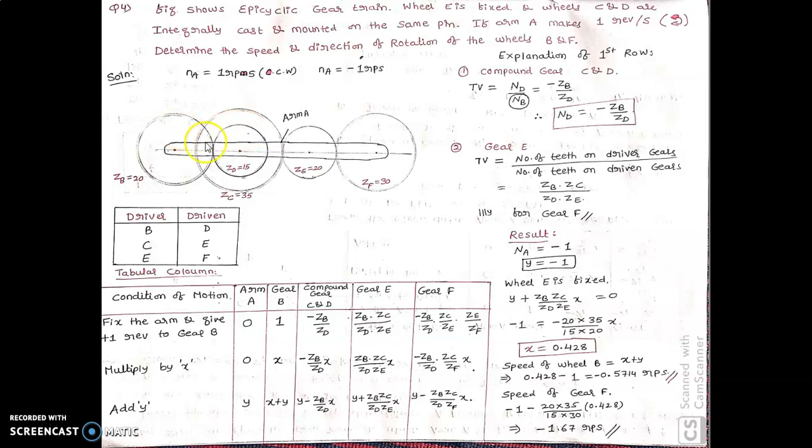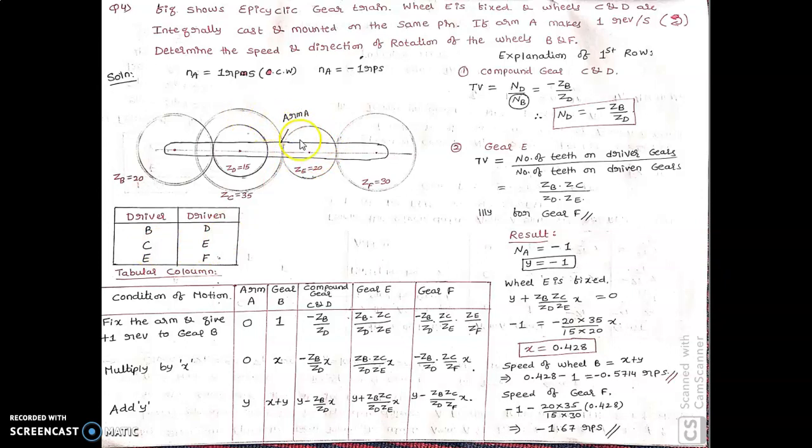Then if this rotates, this also rotates, as these two are compound gears. If this rotates, this also rotates in the same direction. Now this becomes the driver. Listen carefully. In the first case, gear B was the driver and gear D was the driven. Now gear C becomes the driver, because this will drive and this will follow. That's why gear C is a driver, and gear E will follow this gear.